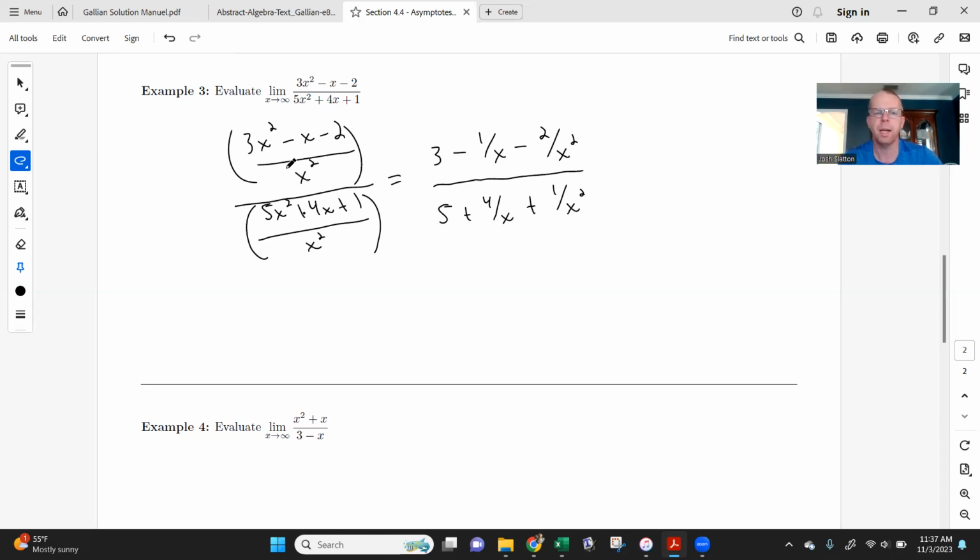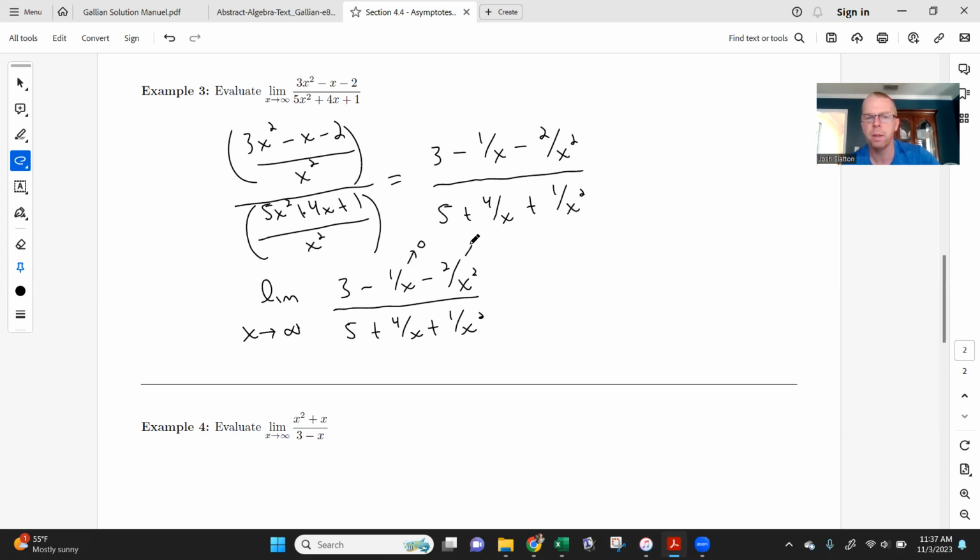So now if we look at the limit as x approaches infinity of the rewritten function, now plug in infinity, and what happens? All 4 of these terms that have an x on the bottom will go to 0. So that will go to 0, that will go to 0, that will go to 0, and that will go to 0, and we are left with just 3/5, because the limit as x approaches infinity of 3 is 3, the limit as x approaches infinity of 5 is 5. So this one just goes to 3/5.